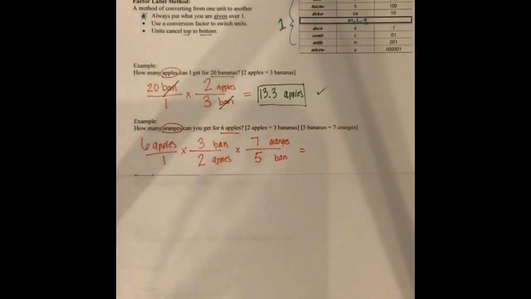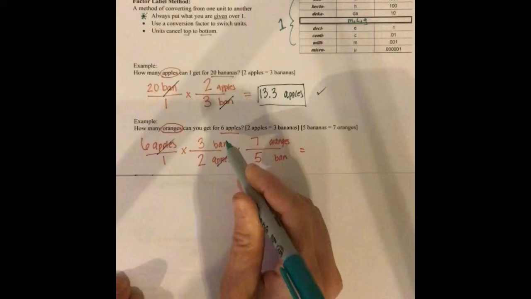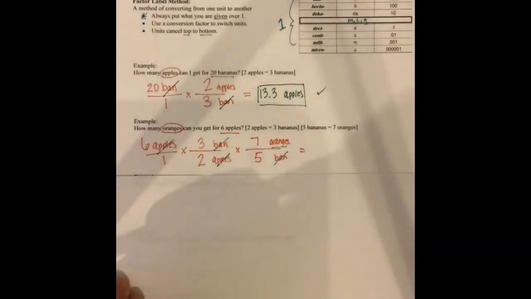Before you do any calculating, let's check our units and make sure they cancel. Apples on top, apples on bottom, bananas on top, bananas on bottom. Yay, we're left with oranges.